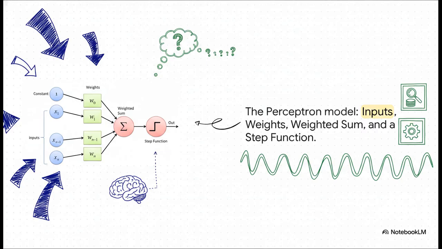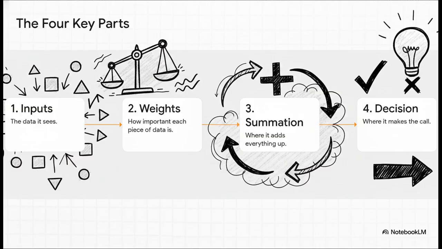Okay, whoa. This looks pretty complex with all the symbols and arrows, but don't worry about it. This diagram shows the whole thought process, and we're going to break it down into 4 really easy steps. So here are the 4 parts. We've got inputs, that's just the data it's looking at. Then weights, which is how important each piece of data is. Third is summation, where it adds everything up. And finally, the decision, where it makes the final call. Let's tackle them one by one.